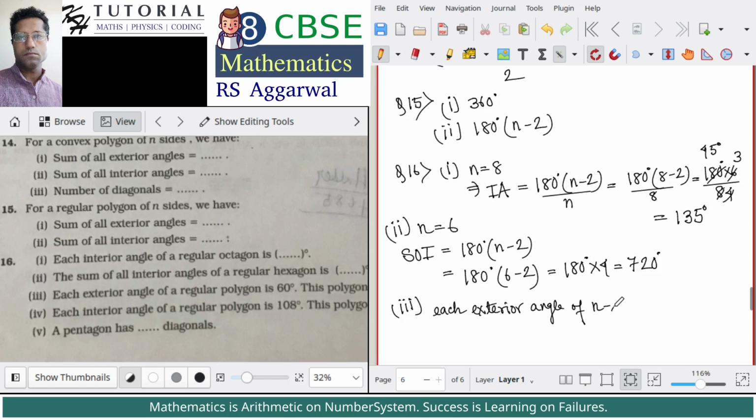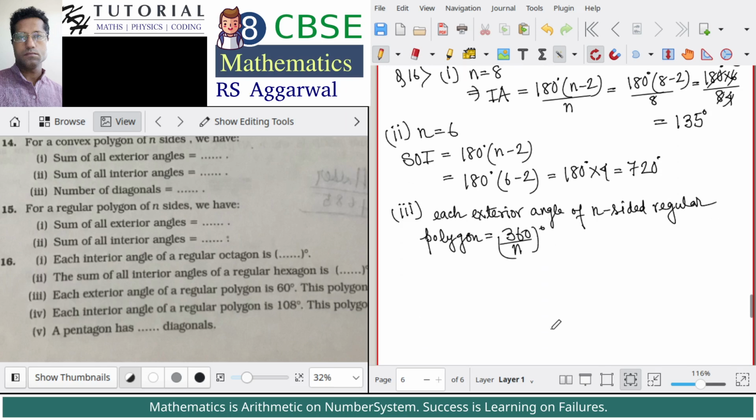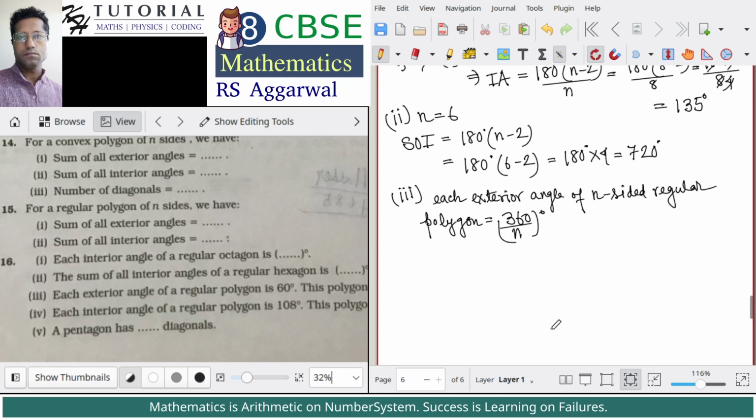of an n-sided regular polygon is equal to 360 by n degrees. Okay, it is given that each exterior angle of a regular polygon is 60 degrees. So, this implies 360 by n is equal to 60. So, this implies n is equal to 360 by 60, which is equal to 10.